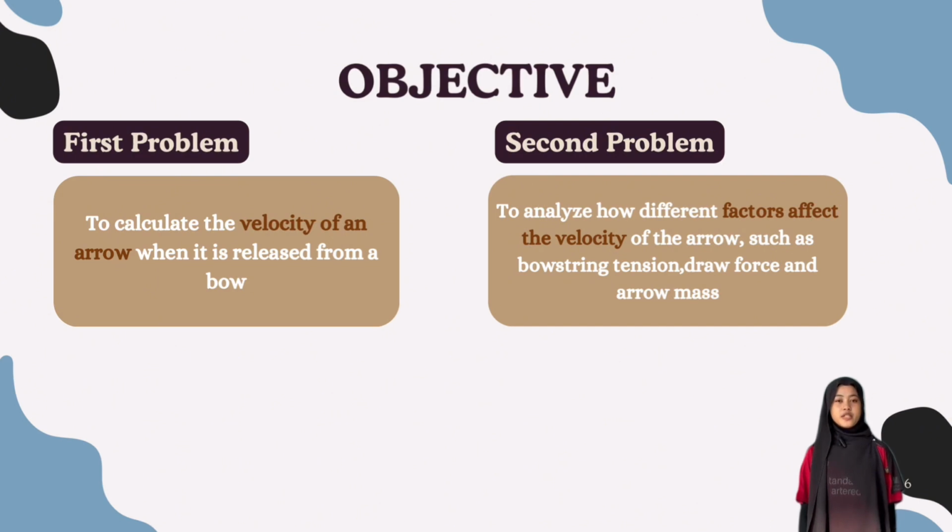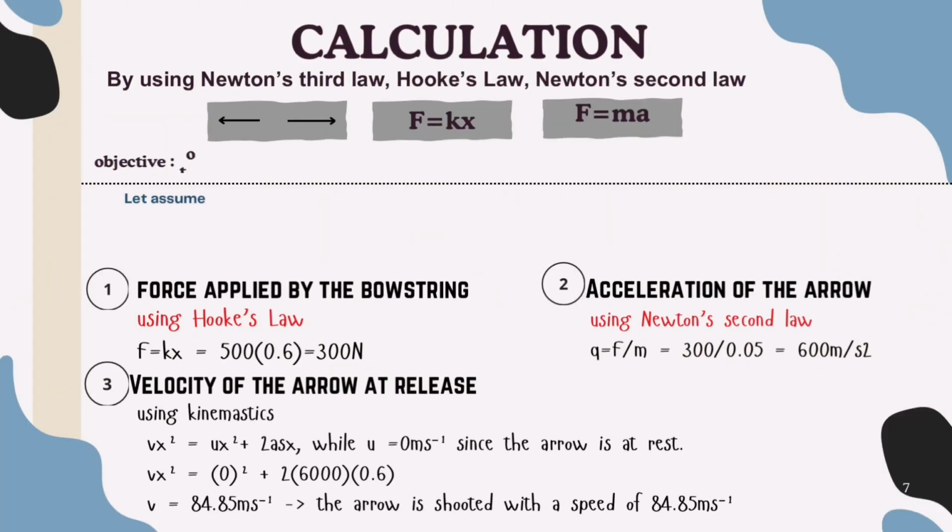Let us move on to the objectives. The first problem is to calculate the velocity of an arrow when it is released by a bow. After that, the second problem is to analyze how different factors can affect the velocity of an arrow, such as bowstring tension, draw force, and arrow mass. In the calculation part, we can use Newton's third law, Hooke's law, and Newton's second law to calculate the velocity of the released arrow. Then we only use Newton's third law for the confirmations.